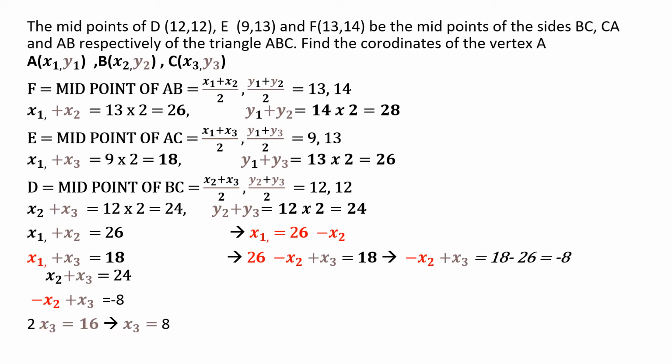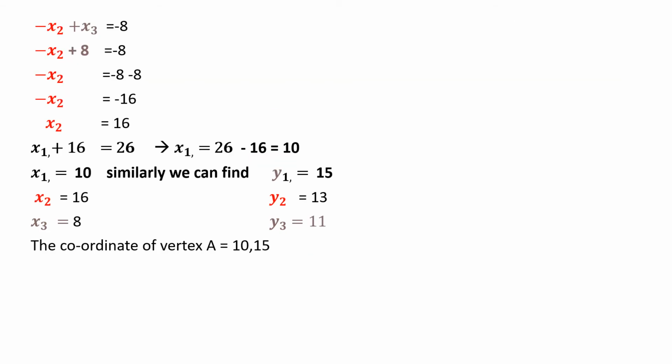In the same way, we can find out x2 equal to 16 and x1 equal to 10. Similarly, we can find out y1 equal to 15, y2 equal to 13 and y3 equal to 11. So they are asking the coordinate of vertex A. So 10, 15 is the coordinate of vertex A of the triangle ABC.